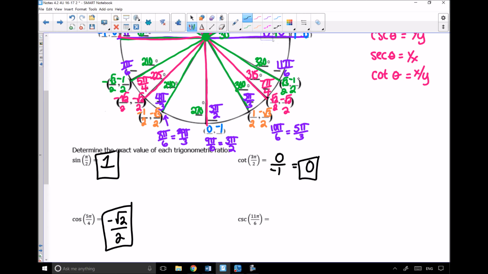So to figure this out, I would say 1 over negative 1/2 right here. Okay, so then this means 1 divided by negative 1/2, or 1 times negative 2. So my answer is going to be negative 2.